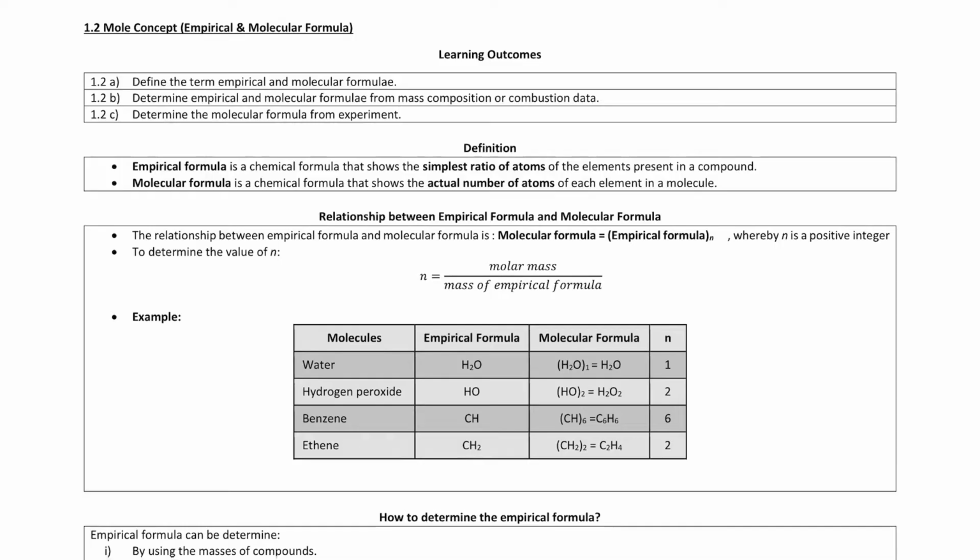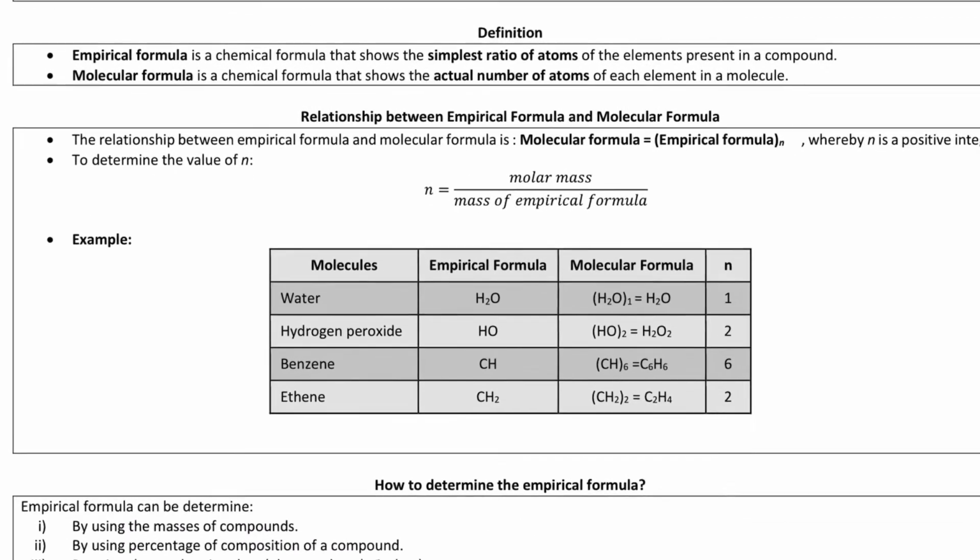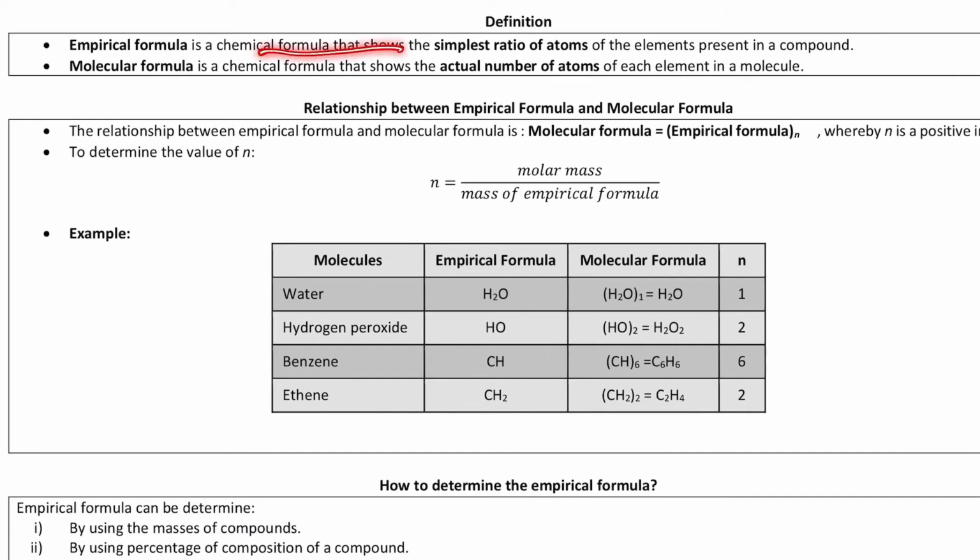So let us start with the definition. Empirical formula is a chemical formula that shows the simplest ratio of atoms of the elements present in a compound. Okay, so maksudnya dalam compound ada banyak atom kan. So number atom yang dalam compound tu adalah number yang telah diringkaskan. Simplest ratio of atoms, and that is the empirical formula.